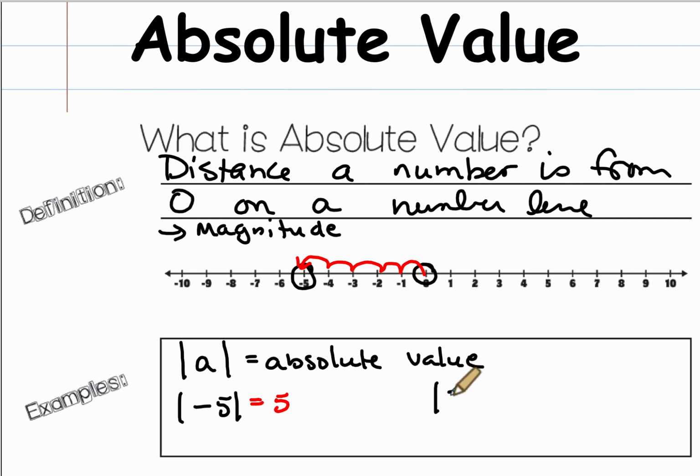So what about the absolute value of 5? Well, if I was trying to get over here to 5, how many steps would I have to take from 0? 1, 2, 3, 4, 5. So its absolute value is also 5. So absolute value, remember, is the distance a number is from 0. It's regardless of the direction, it's just talking about how far away something is.